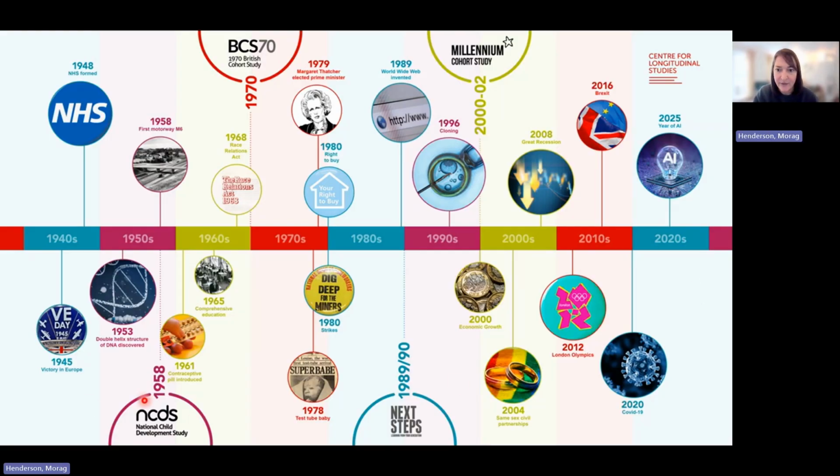So this cohort were in their 60s during the pandemic, this cohort were in their 50s, Next Steps were in their 30s, and the Millennium Cohort Study were in their 20s. So these stages of life meant that they had different impacts on their education, employment, and well-being, for example. And cohort members' individual characteristics and past experiences also shaped how the pandemic affected them. So importantly, the cohorts contained a wealth of information collected before the pandemic, enabling us to study the actual impact of the pandemic on later outcomes without relying on retrospective data.